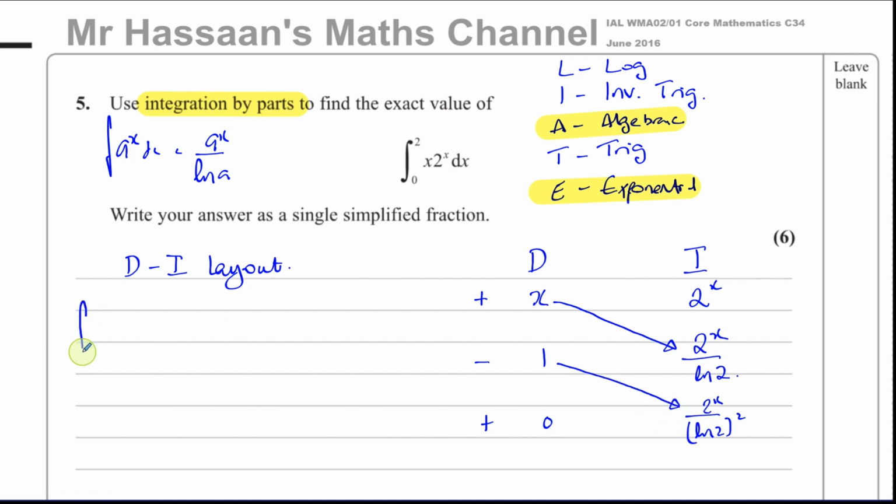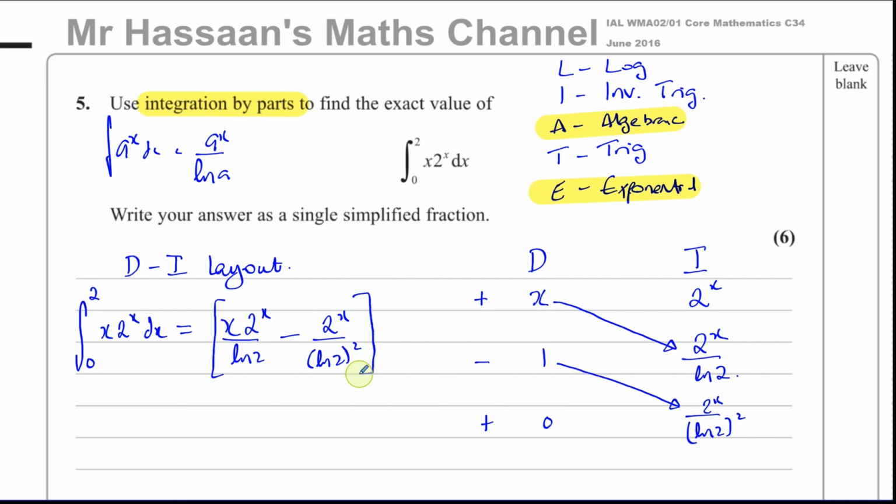So the integral of x times 2 to the power of x with respect to x between the limits of 2 and 0 is going to be equal to x times 2 to the power of x over ln 2, minus 2 to the power of x over, in brackets, ln 2 all squared.